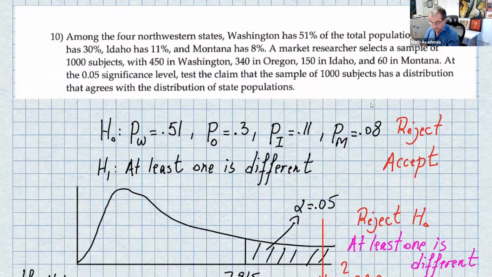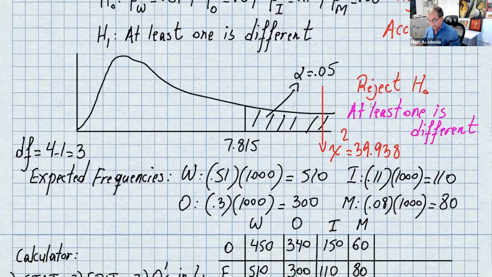Here, H0, you write P Washington is 51%, P Oregon is 0.3 or 30%, P Idaho is 11% or 0.11, and P Montana is 0.08. So you write them separately. Here it doesn't say they are the same, but we know these are the given information. And of course, H1 you can write at least one is different. So if you want the degrees of freedom, you have 4 states. 4 minus 1 is 3.